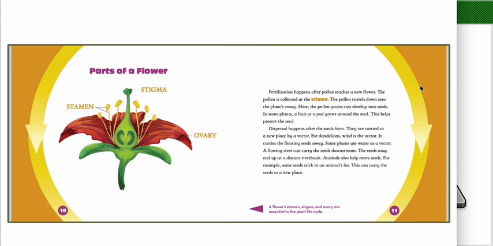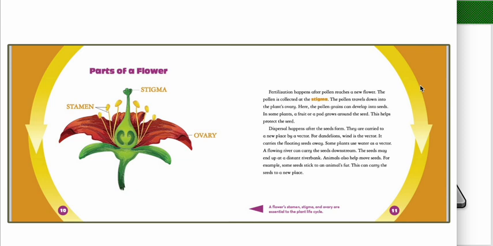We have parts of our flower. We have the stigma, the stamen, and the ovary. Fertilization happens after pollen reaches a new flower. The pollen is collected in the stigma. The pollen travels down into the plant's ovary, and here the pollen grains can develop into seeds. In some plants, a fruit or a pod grows around the seed, and this helps to protect the seed.